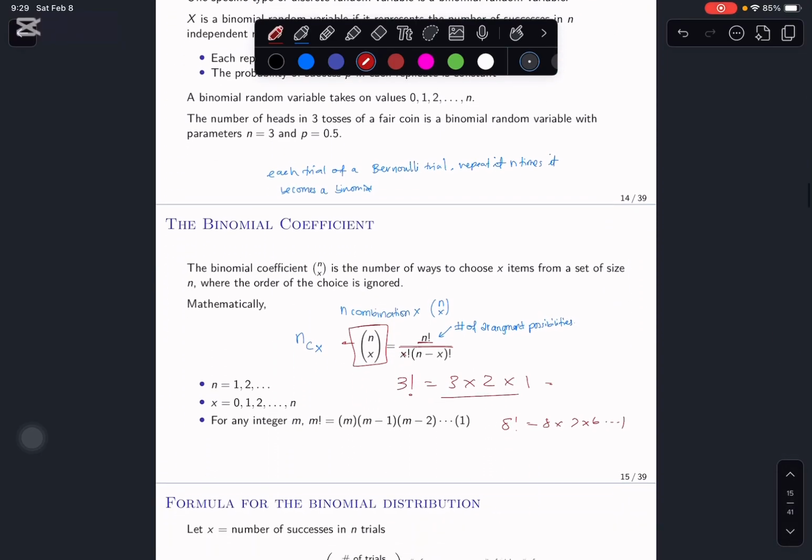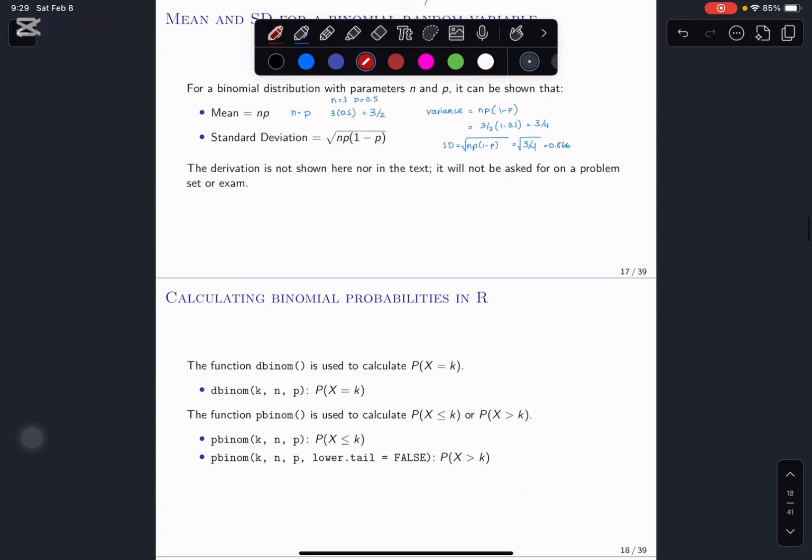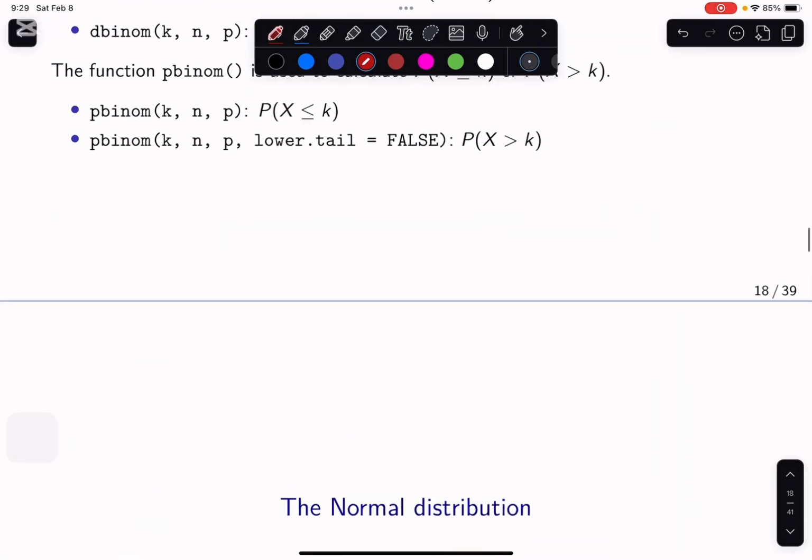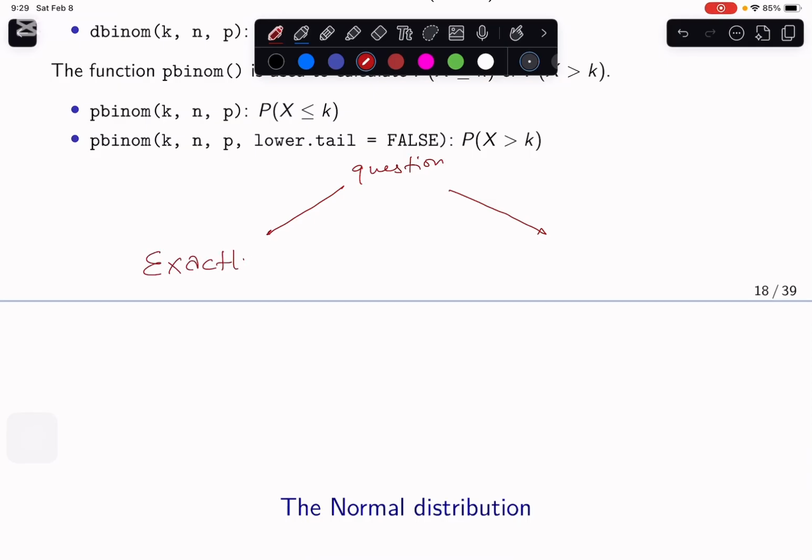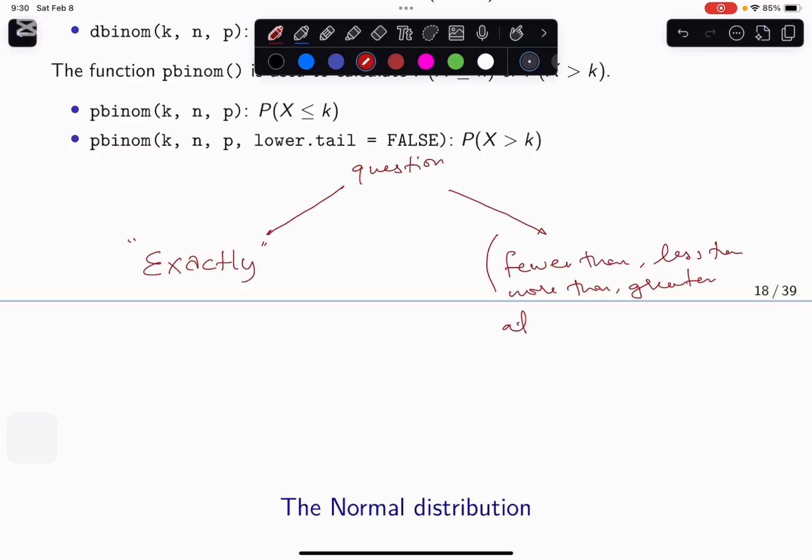But one thing you're going to encounter in the questions are 2 types of questions. So what type of questions do we have? The key terminologies that you need to know: exactly, or fewer than, less than, more than, greater than, or at most, or at least. This will be a different calculation.